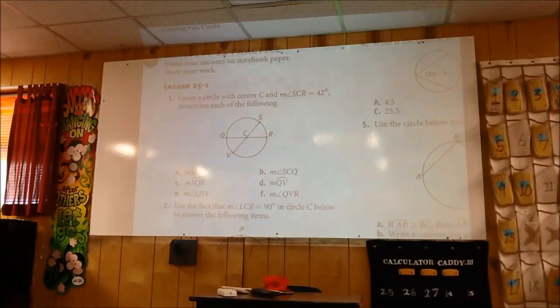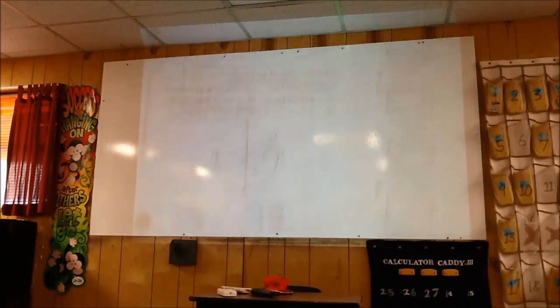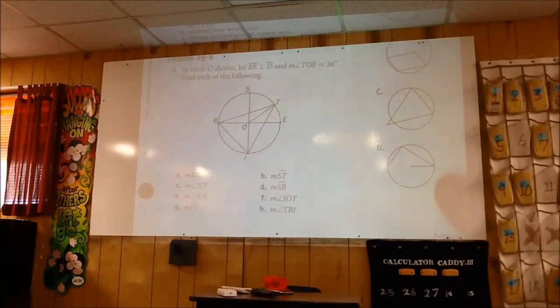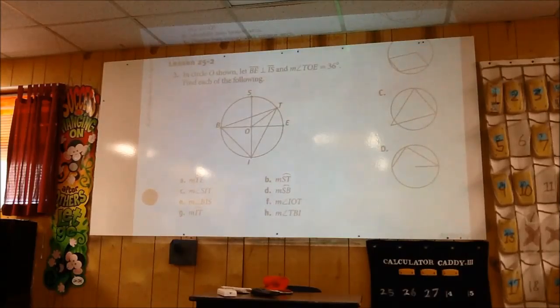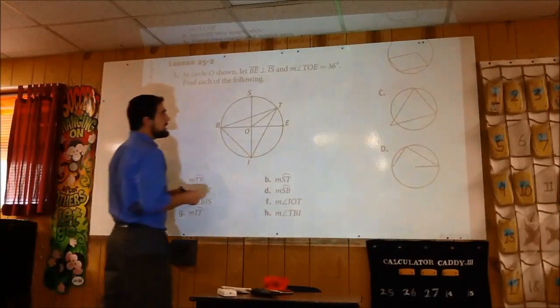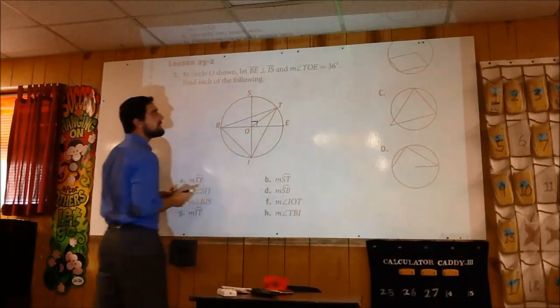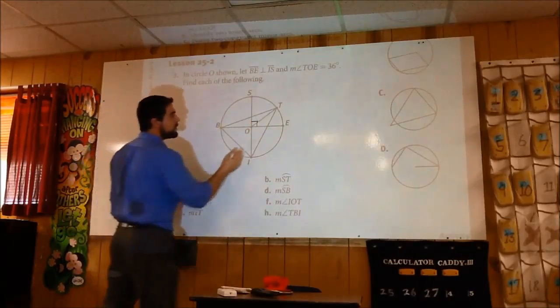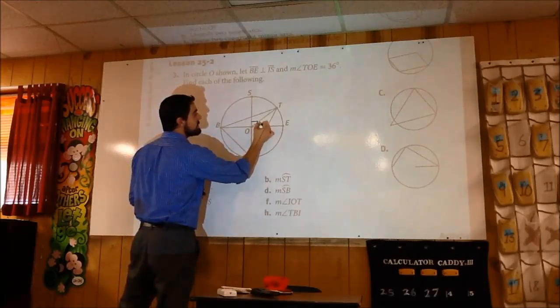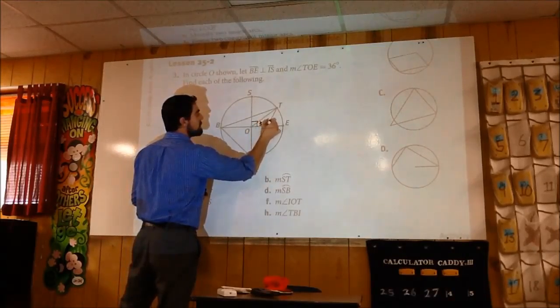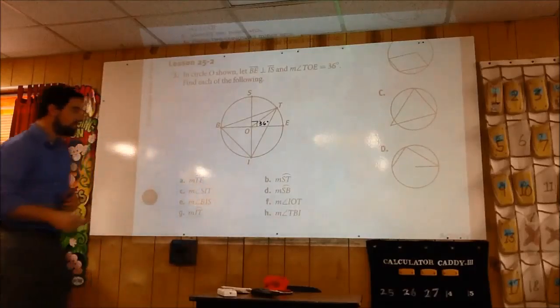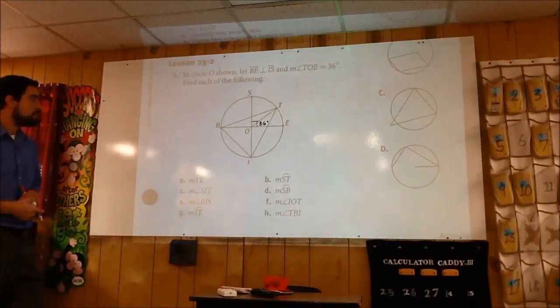Any other questions on 1 through 4 on this page? Yes, sir. Number 3, part H. Okay, we're going to have to figure out what's going on in this diagram first. So it says, let segment BE be perpendicular to segment IS, and then also the measure of angle TOE is 36. Okay. And let me go ahead and figure out what we're searching for: the measure of angle TBI.